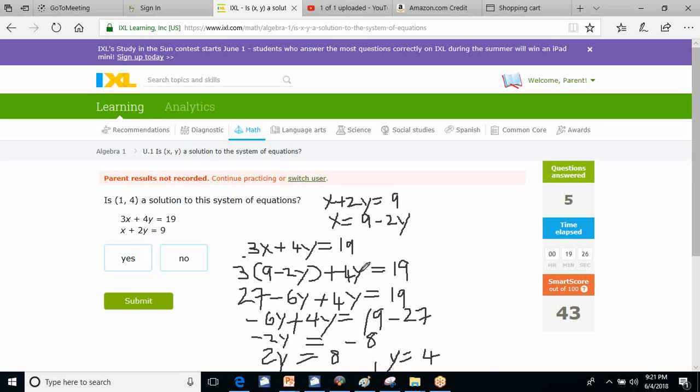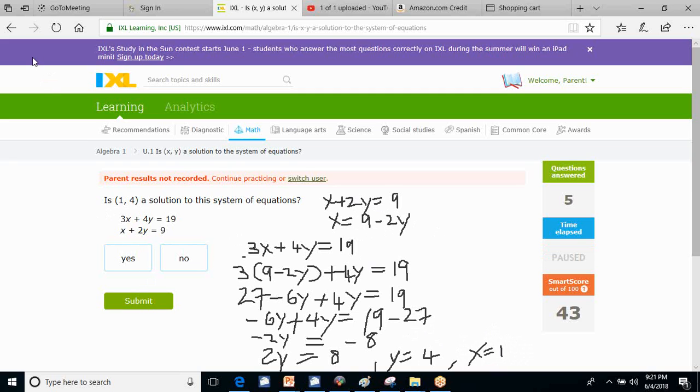And then if you plug y into this equation, you can get x because x is equal to 9 minus 2y. If y is 4, 4 times 2 is 8, so that's 9 minus 8, so x is equal to 1, right? Is there any shorter way to do this? No, there's no shorter way. So x is 1 and y is 4.